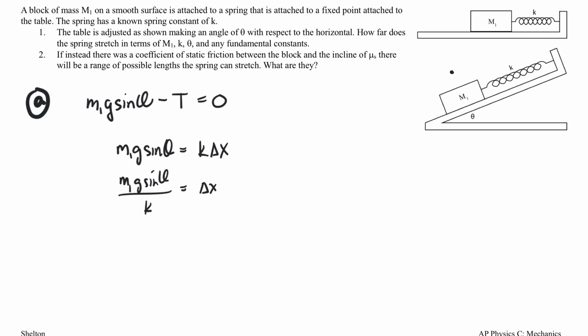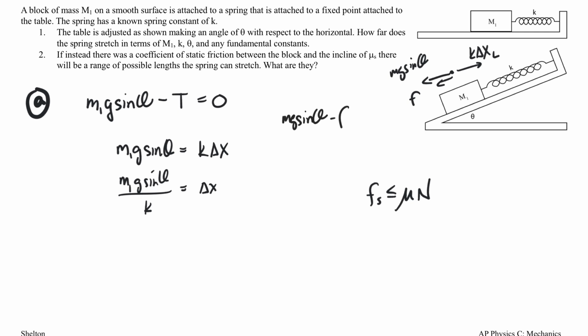So in scenario number 1, I've pulled the block down further, so I still have mg sine theta, but I also have friction and I still have k delta x here. We'll call this k delta x the longer one, because this is where the spring is going to be longer or elongated. Does that make sense? I'm still going to use the static frictional force, but I'm going to use this. The normal force is still mg cosine theta, so that hasn't changed. So I'm going to have, let's see, mg sine theta plus friction minus k delta x L equals 0.